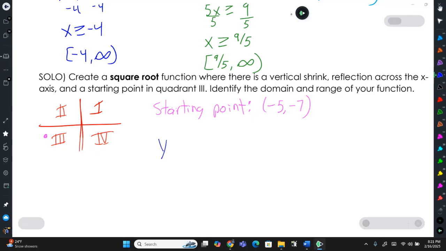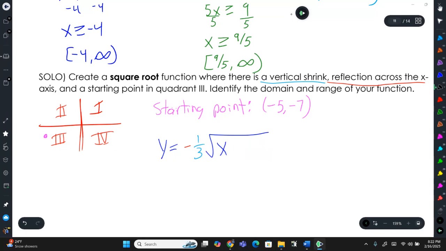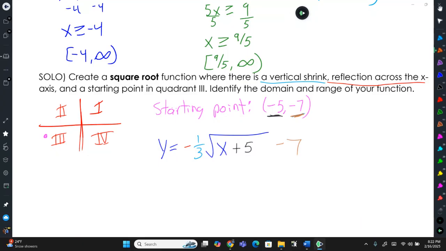So we're going to have y equals, well, we want a reflection and a vertical shrink. So a reflection means it's going to be negative in front. A vertical shrink means the number needs to be smaller than 1, so maybe like 1/3, times the square root of x. Since I want to be in quadrant 3 and I have a -5 as my starting point, it's going to be x plus 5 and then -7 on the outside. Okay.